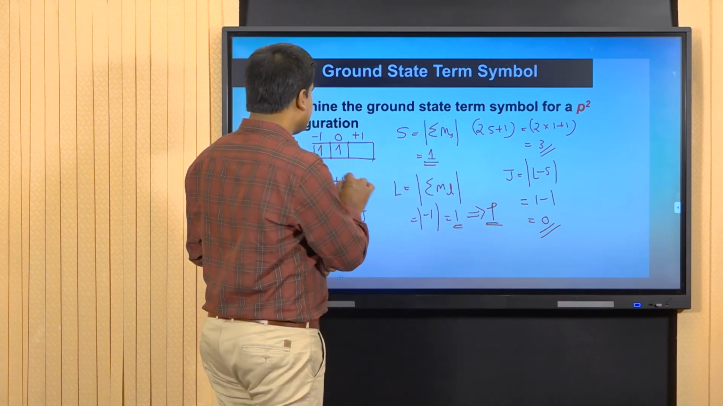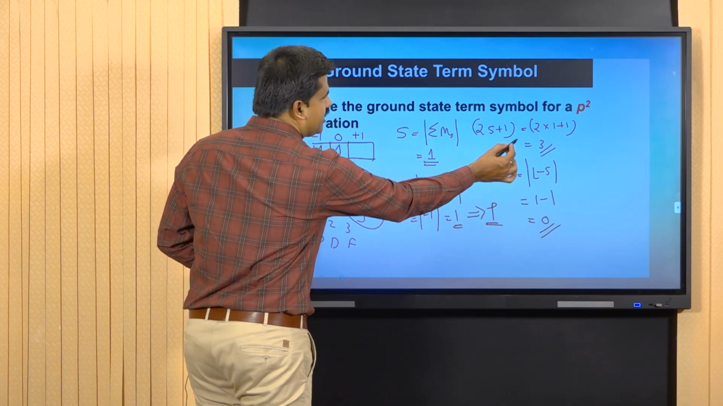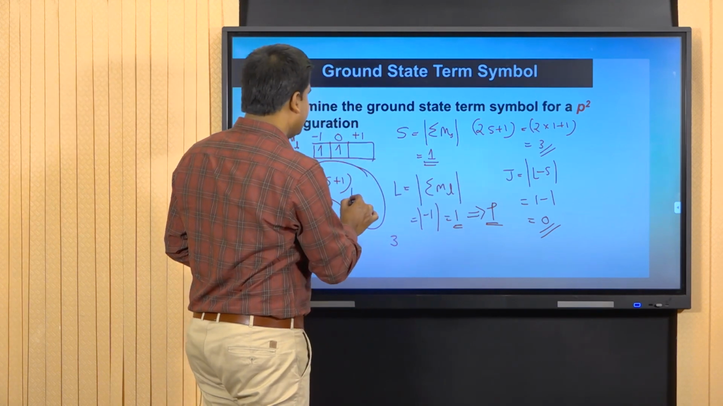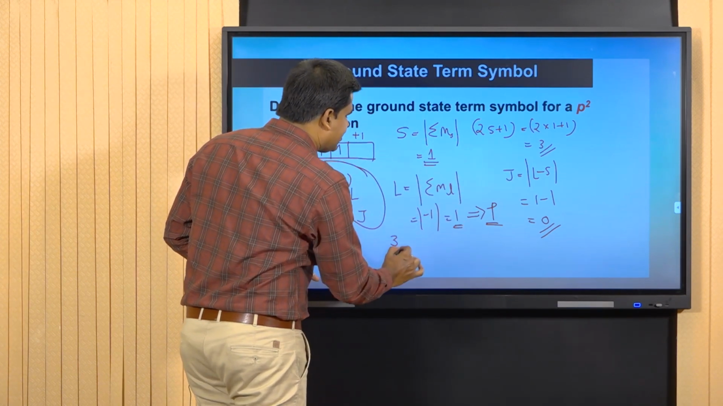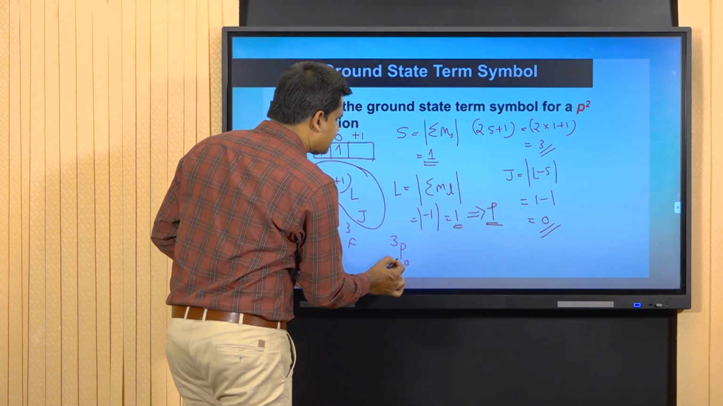So, now we have to put all the values in this expression. 2S plus 1 is equal to 3. The L value is equal to 1, that means a P term, and the J value is equal to 0. So 3P0.